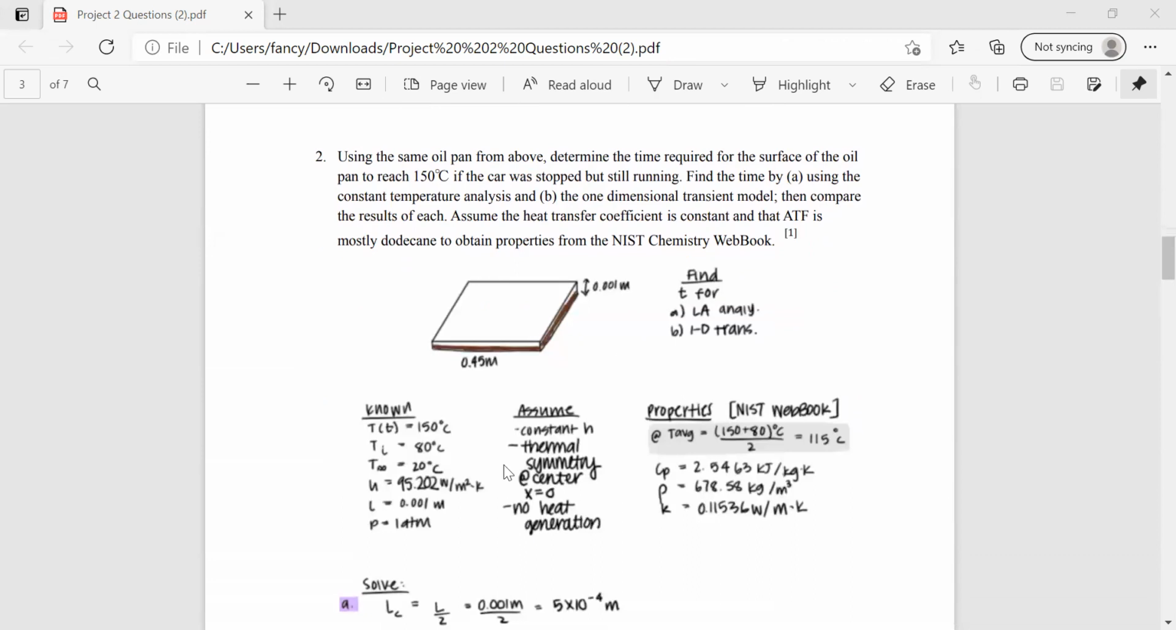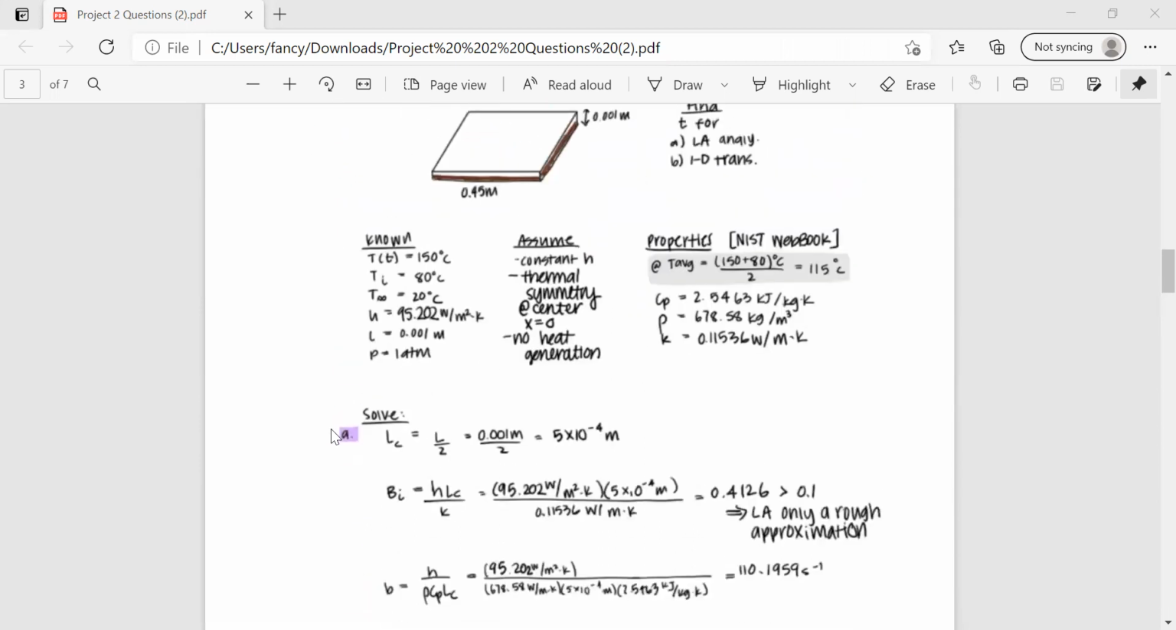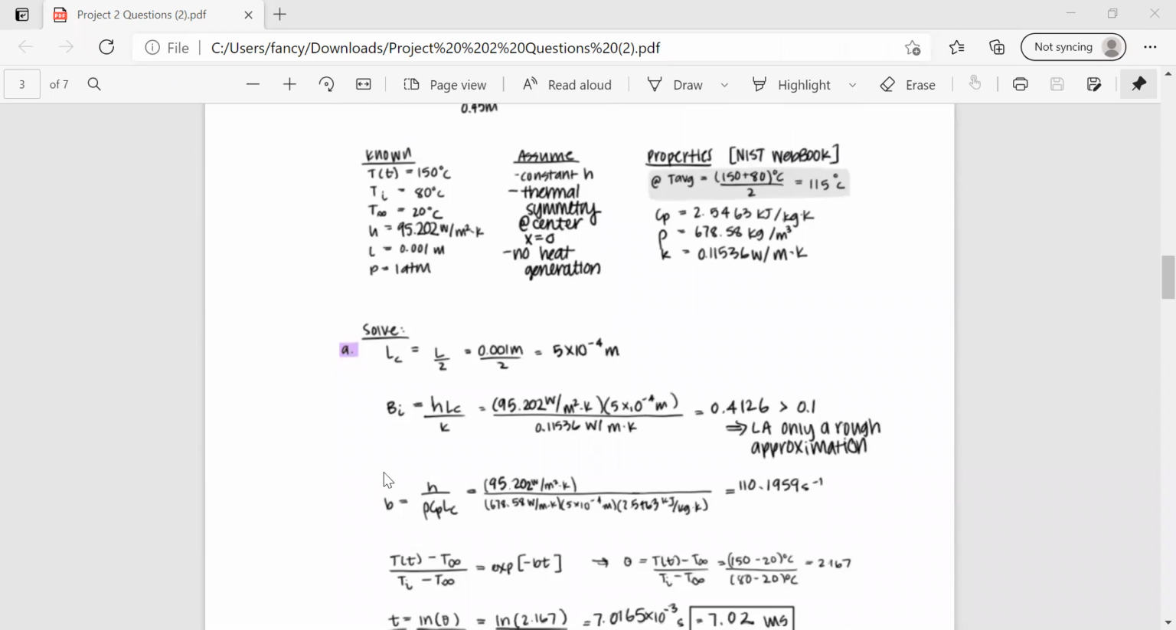For the second question, it uses the same oil pan from above, but now you're trying to solve for the time it takes for the surface of the pan to reach 150 degrees Celsius when the car is stopped but still running. So there's no longer airflow on the outside. And for part A, you use the lumped analysis equations. So that's where zero-dimensional transient heat transfer shows up.